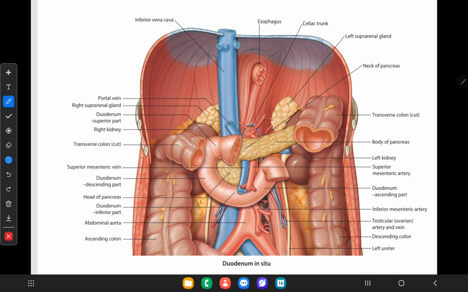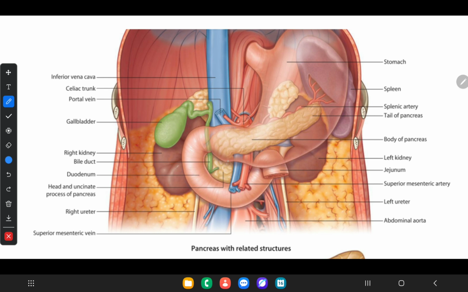When we talk about the relations of the neck of the pancreas, anteriorly it is related in the upper part to the gastroduodenal artery, and the pylorus of the stomach, from which it is separated by the lesser sac.